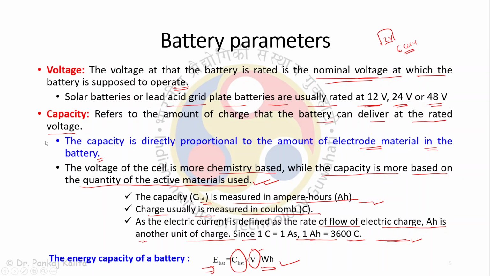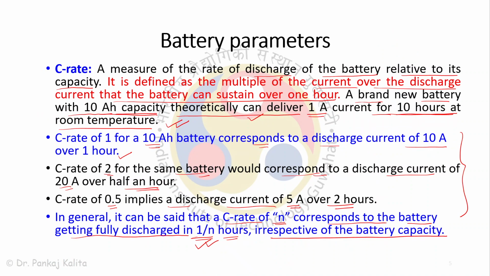There is capacity of every battery. Capacity directly corresponds to the amount of electrode material of the battery. It very much depends on the electrode material. So there are two terms. One is voltage, that is very much dependent on the chemical reaction going on in the battery, and the second thing is capacity of the battery, that is dependent on the electrode material used in the battery. So be very sure about what is being talked about, whether it is voltage or capacity.